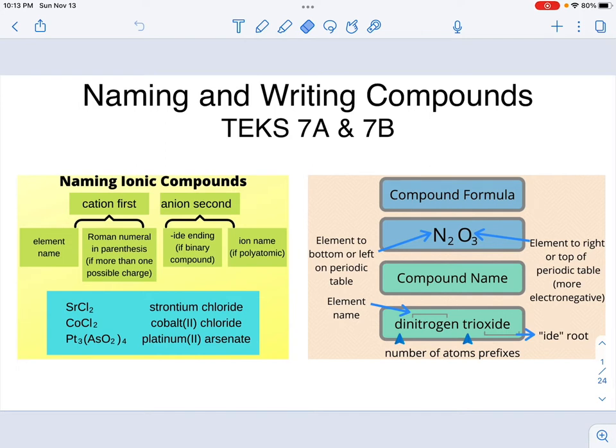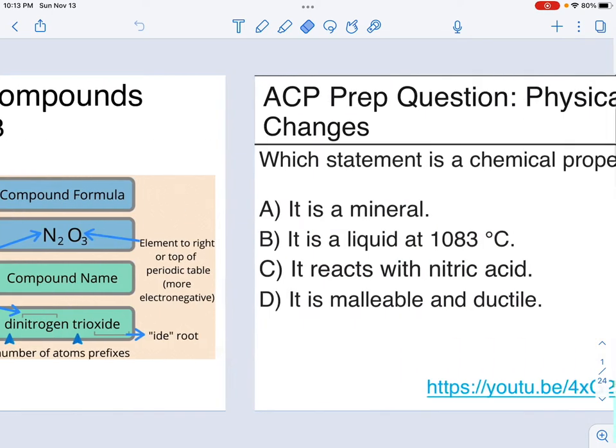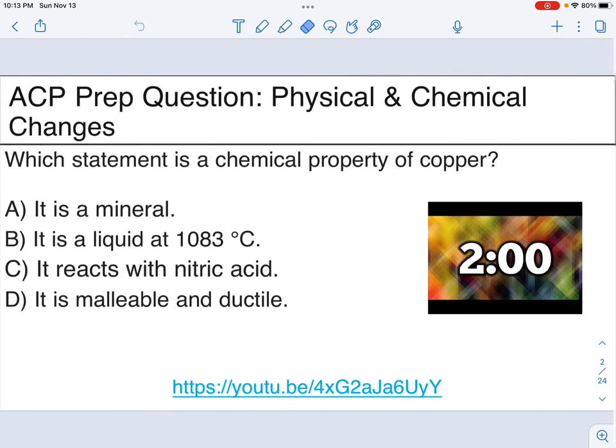Today's lesson is going to be naming and writing covalent compounds, and that's what we're going to be talking about today. But first, go ahead and grab your worksheet and answer the following ACP prep question. It's on physical and chemical changes. So your question is, which statement is a chemical property of copper? Go ahead and pause the video and give the answer that you think.